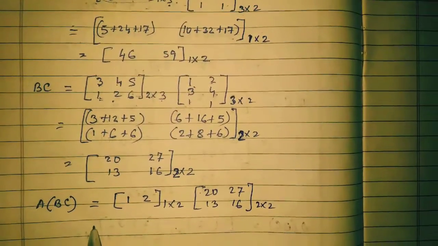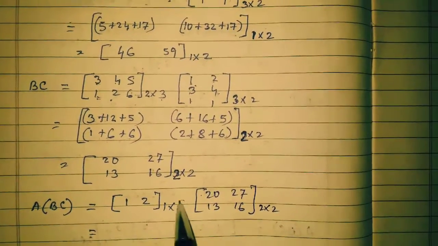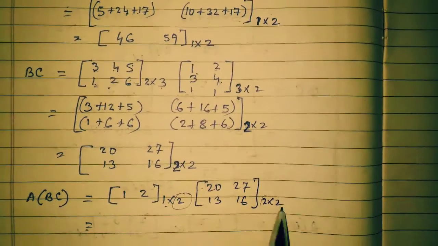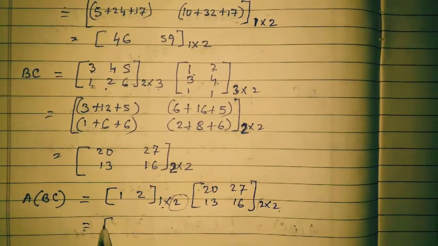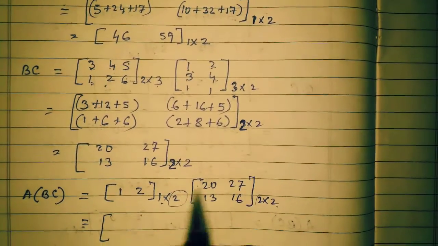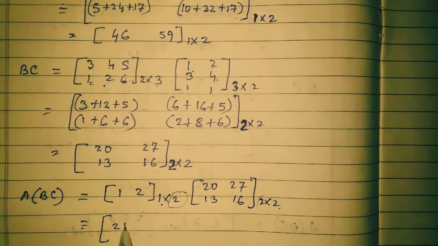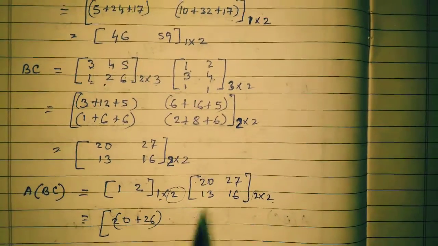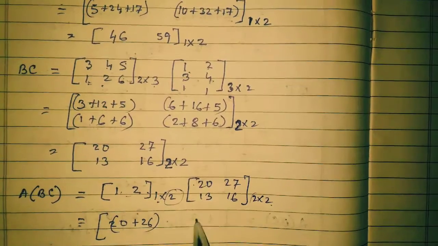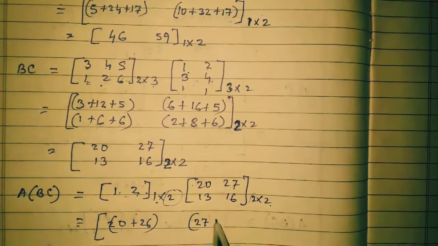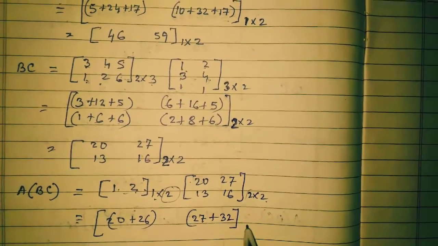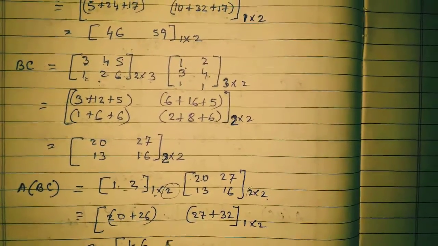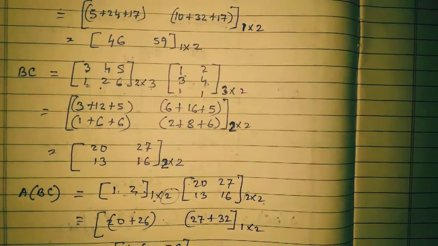So now we'll see how to multiply again. Here also this column and this row are equal, so multiplication is possible. The resultant matrix order will be 1 into 2. So first we multiply with the first column: 1 into 20 is 20, and 2 into 13 is 26. Second, the first row with the second column: 1 into 27 is 27, and 2 into 16 is 32. So that is 1 into 2. It comes to 46, and it is 59. This is also 1 into 2.